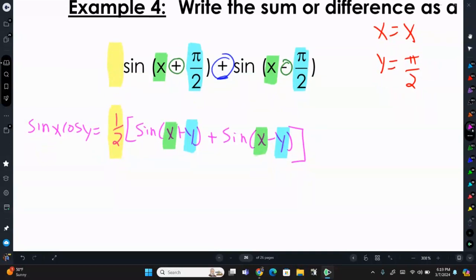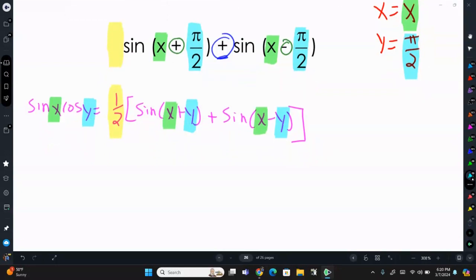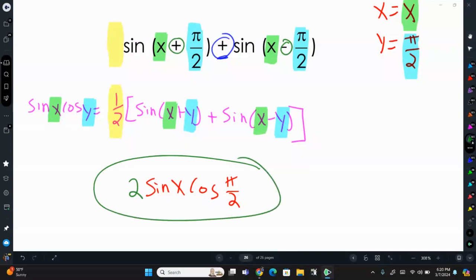So since we have what our x and y are, x is just x, and our y part is pi over 2. So we can rewrite this as sine of x times cosine of y, which is pi over 2. And like I said, to counteract that 1/2 in front, we have to put a 2 in front, and that would be our answer.